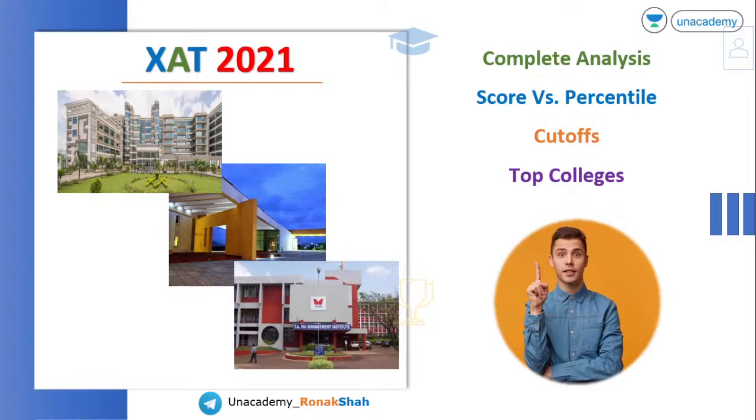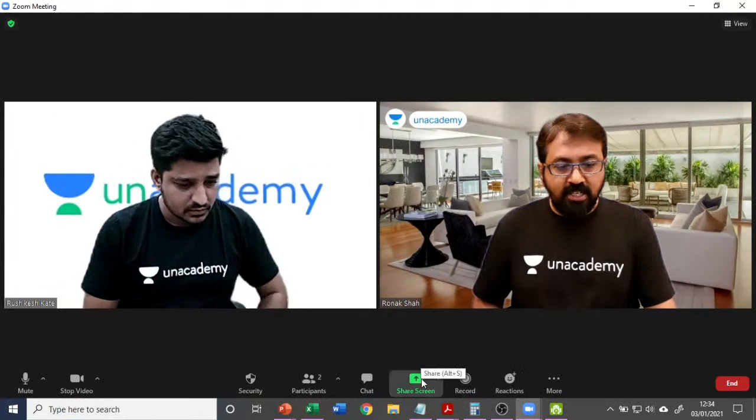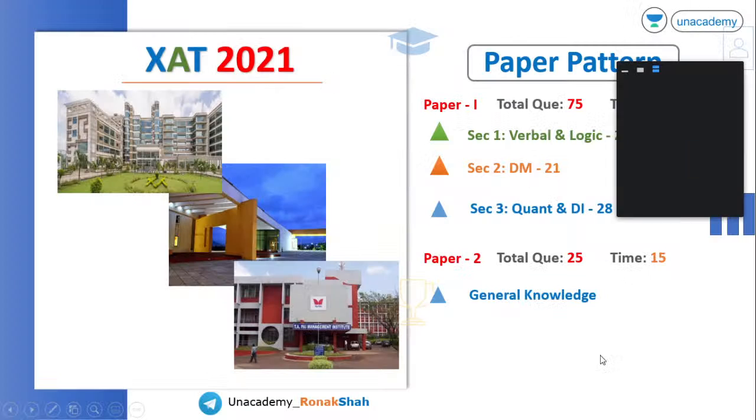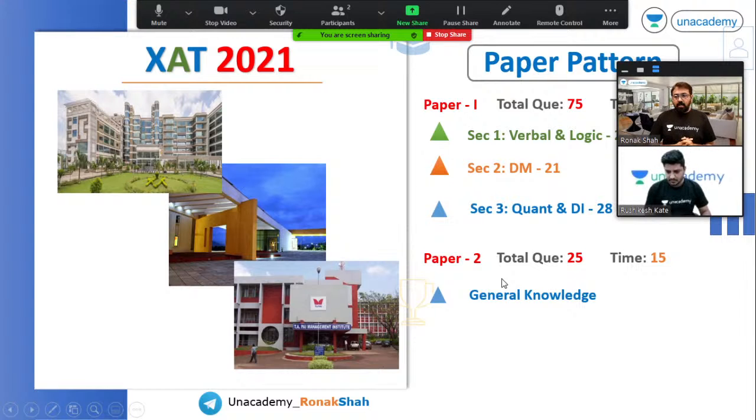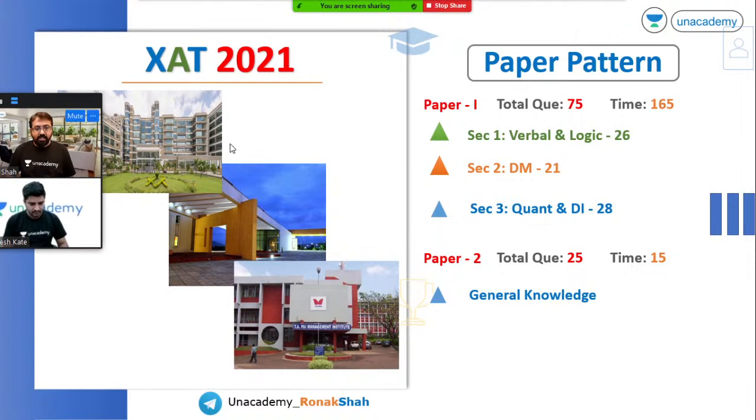In the meantime, let me quickly tell you about the paper pattern, everyone. Let me show you the screen quickly. So here is the screen, and let me quickly give you the idea about the XAT 2021 paper pattern. As you know, XAT has two papers. It will be wrong to call it two sections because paper one itself has three sections, right?